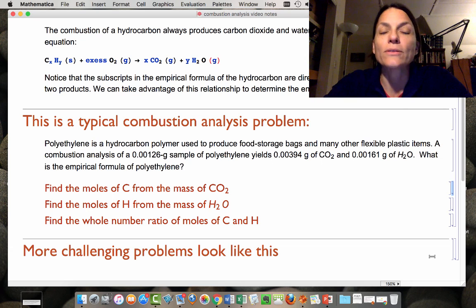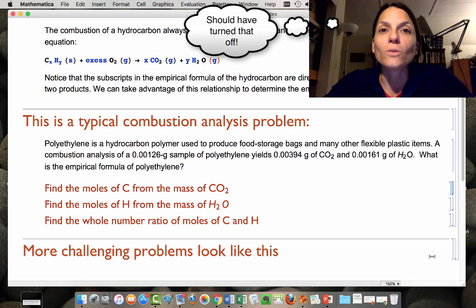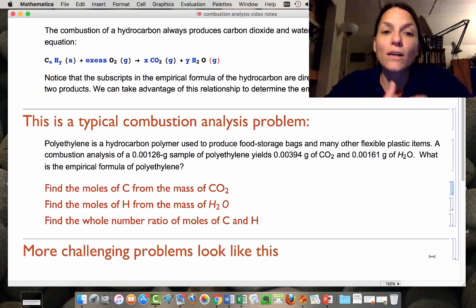So here are the steps. The first thing we're going to do is use the mass of the carbon dioxide to find out how many moles of carbon were in the compound. Then we're going to do the same thing with the water. We're going to use the mass of water to figure out the moles of hydrogen. Once we know the moles of carbon and the moles of hydrogen, we're going to use those two numbers to find the lowest whole number ratio of carbon to hydrogen in the chemical formula, and that will be the empirical formula. All right, so let's try it.